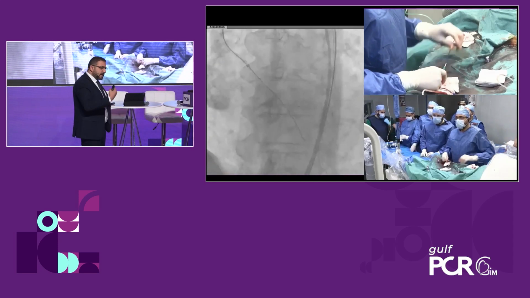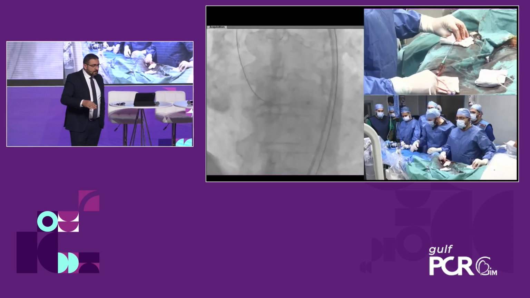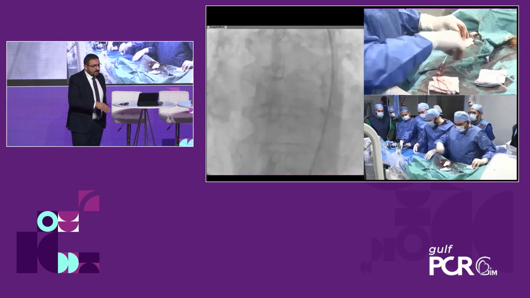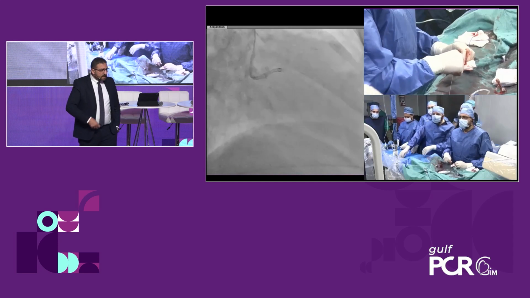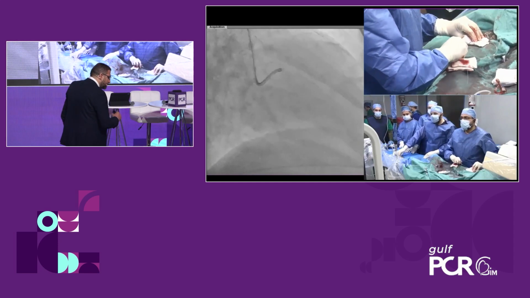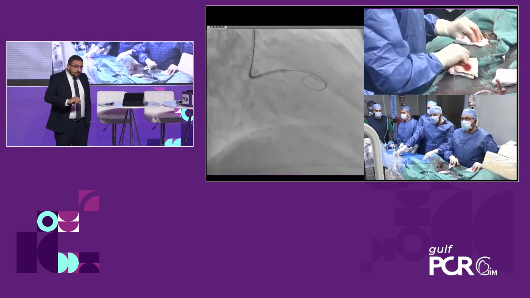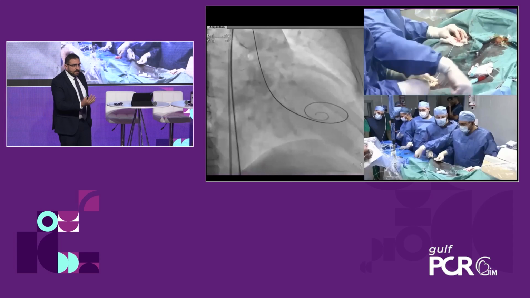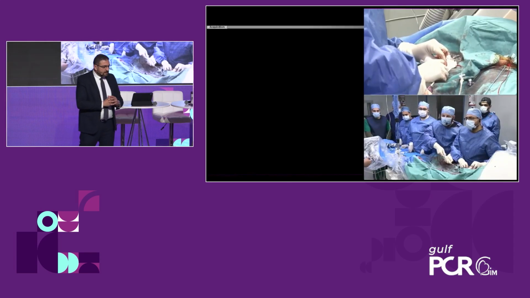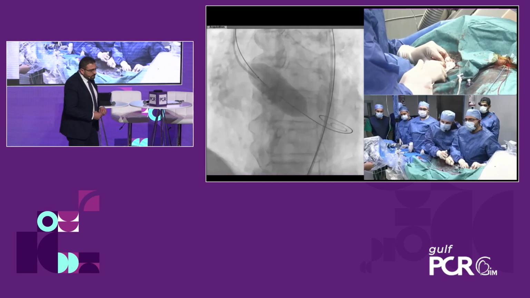And then, as in any TAVI case, we go with the Amplatz left catheter and a straight-end hydrophilic wire, we cross the aortic valve. And once we are inside the LV cavity, we advance the Safari wire. It is very important when you advance the Safari wire to make sure that it is deep in the apex. Sometimes it gets entangled in the mitral apparatus, so you have to make sure that your Safari wire is properly placed in the apex.